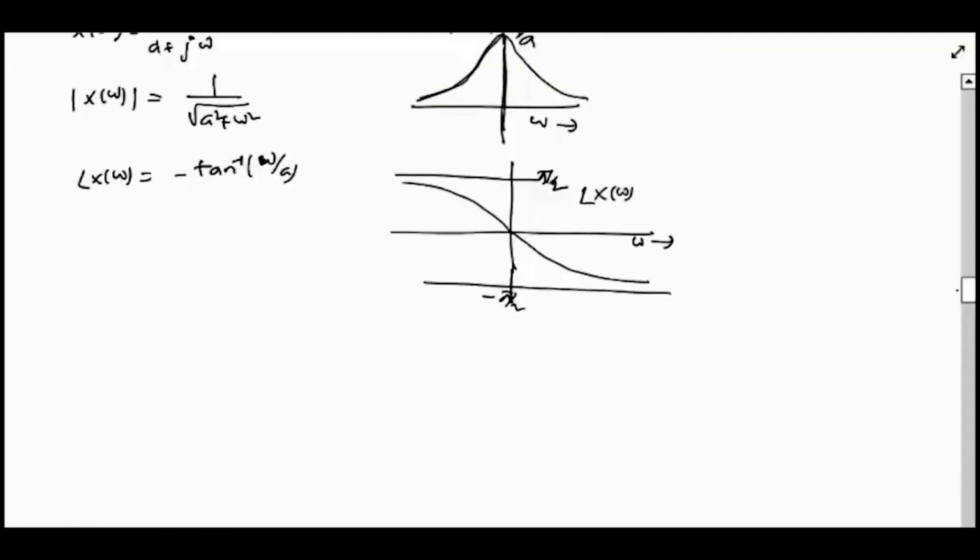In this example, xt is a real signal, so we would expect modulus of X omega to be even symmetric and angle of X omega to be odd symmetric, which is how they are in these pictures. Okay, so this is an instance of the implication of conjugation property. Next property that we will see are called derivative properties.